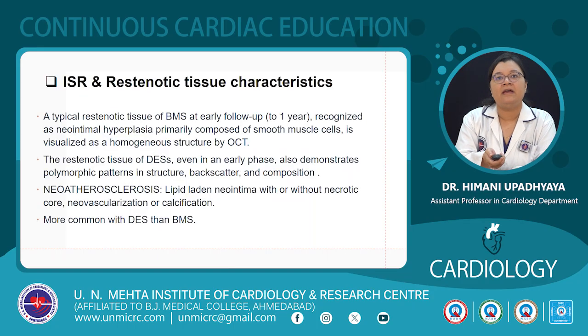Now for ISR and restenotic tissue characteristics, OCT is very useful. A typical restenotic tissue of bare metal stent at early follow-up, recognized as neointimal hyperplasia, is primarily composed of smooth muscle cells and is visualized as a homogeneous structure by OCT. But the restenotic tissue of DES, even in early phase, also demonstrates a polymorphic pattern in structure, backscatter and composition. The term neoatherosclerosis suggests there is lipid-laden neointima with or without necrotic core, neovascularization or calcification, and that is more common with DES than BMS.